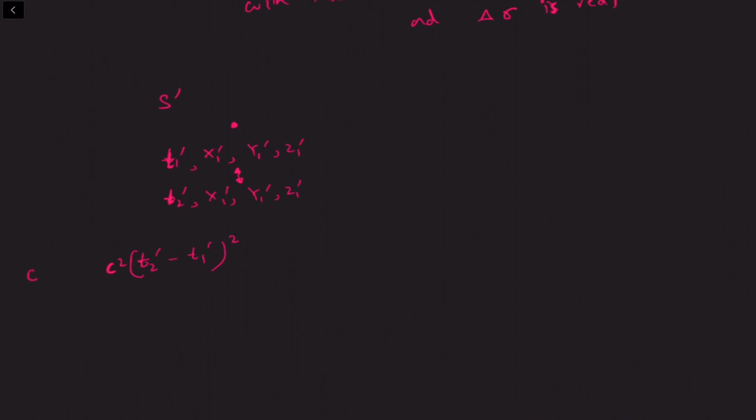And so if we use our definition of c square delta tau square, or delta tau prime square, let's just use delta tau. So c square delta tau square is this quantity. So what does this tell us? Well, it tells us that in this case, delta tau is just t2 prime minus t1 prime.